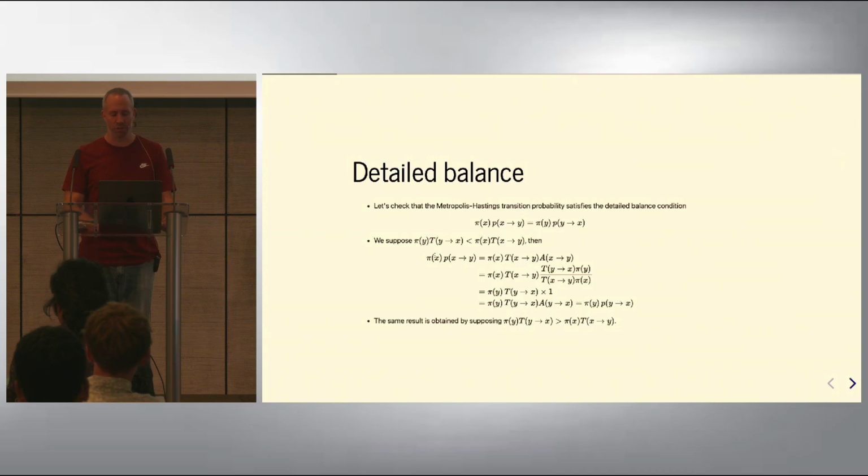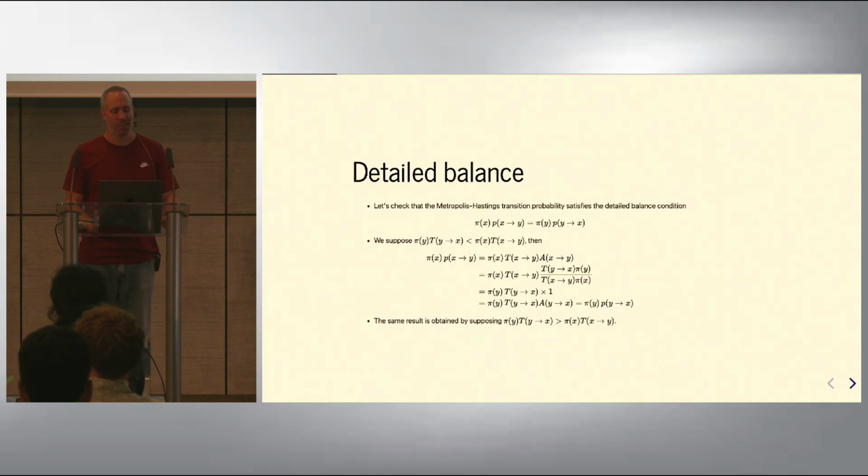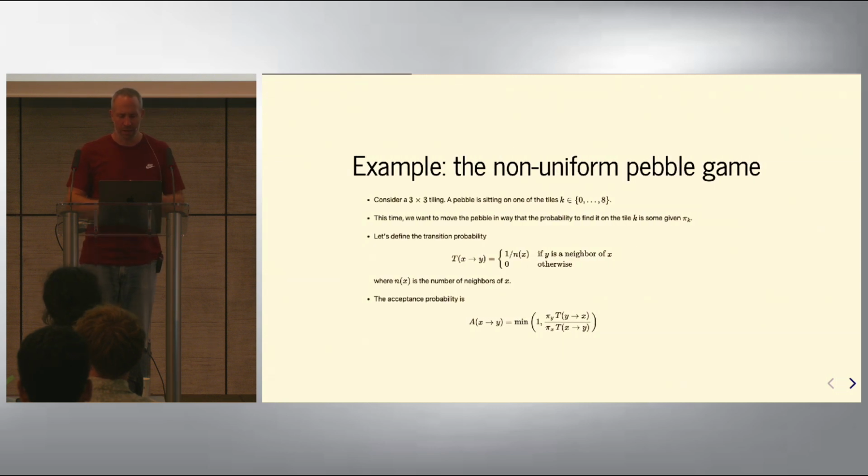And I've actually shown that I satisfy the detailed balance. Obviously, you can get the same thing if you assume the opposite for the ratio. Take the time to go through this, but, you know, it works. So we have a recipe, and we can actually try this with our non-uniform pebble game now.